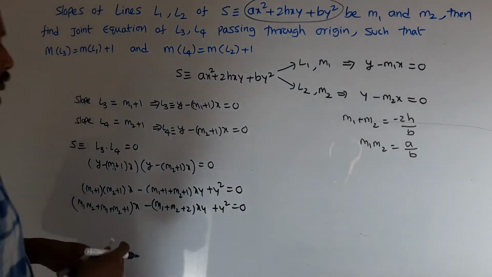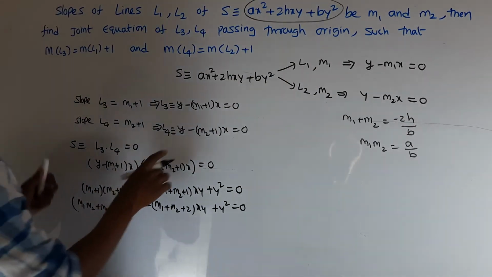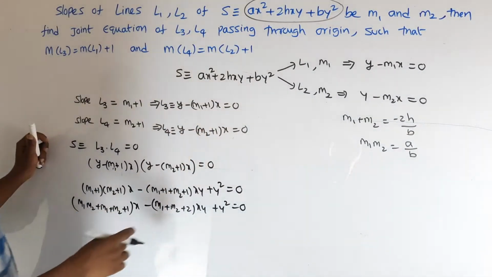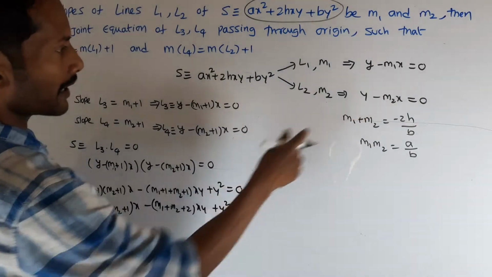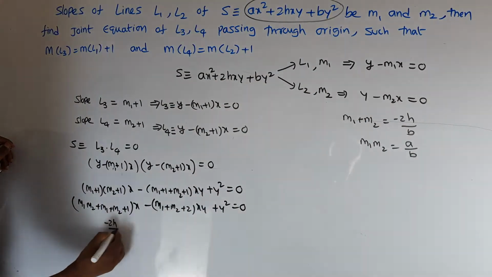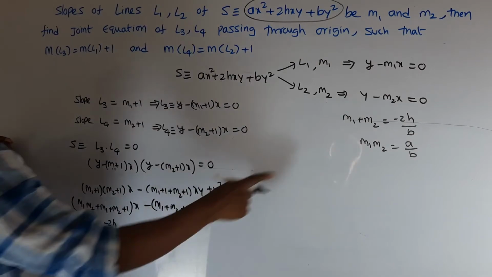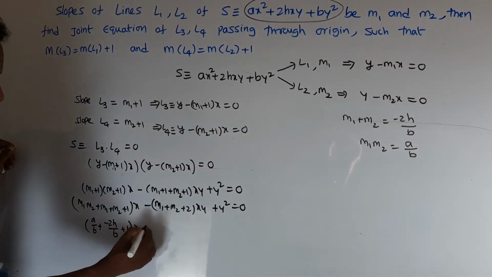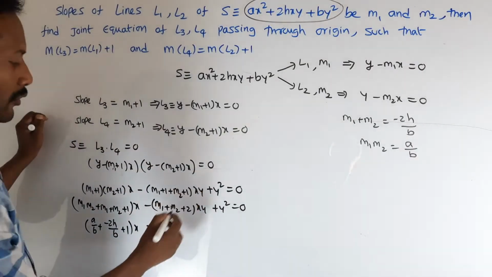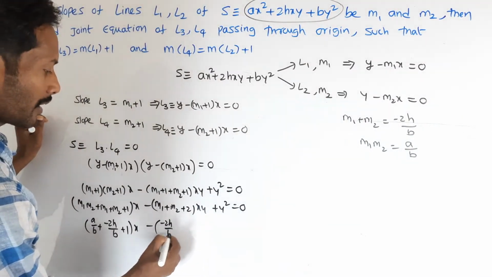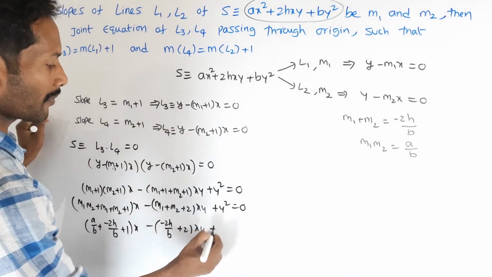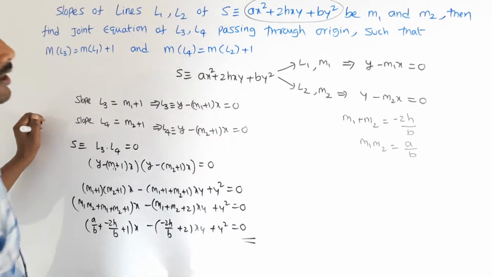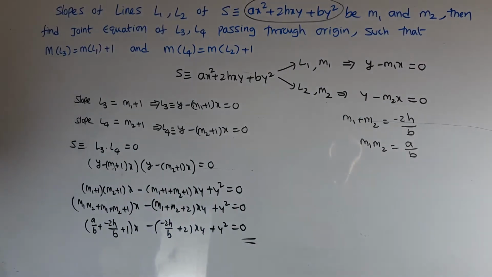Now m1 plus m2 is minus 2h by b, and m1 into m2 equals a by b. So we get (a by b minus 2h by b plus 1) into x square, minus (minus 2h by b plus 2) into xy, plus y square equal to 0. This is the combined equation of line L3 and line L4. I hope you are understanding.